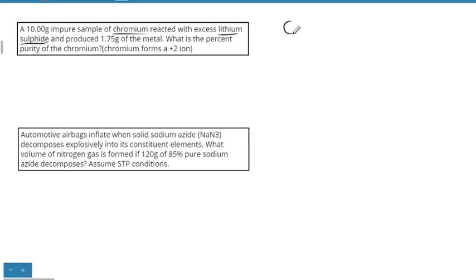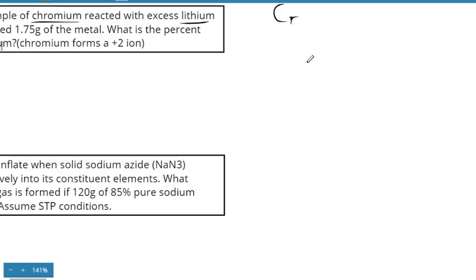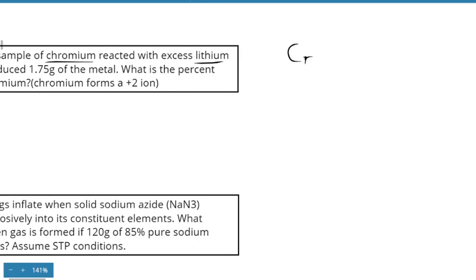So, Cr. Let me just zoom in a little. Cr, and then plus lithium sulfide. Lithium is a +1 ion and sulfide is -2, so we need 2 lithiums and 1 sulfide.